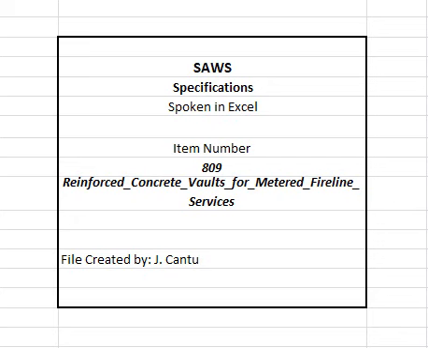H. ASTM C31, Standard Practice for Making and Curing Concrete Test Specimens in the Field. I. ASTM C33, Standard Specification for Concrete Aggregates. J. ASTM C39, Standard Test Method for Compressive Strength of Cylindrical Concrete Specimens. K. ASTM C42, Standard Test Method of Obtaining and Testing Drilled Cores and Sawed Beams of Concrete.